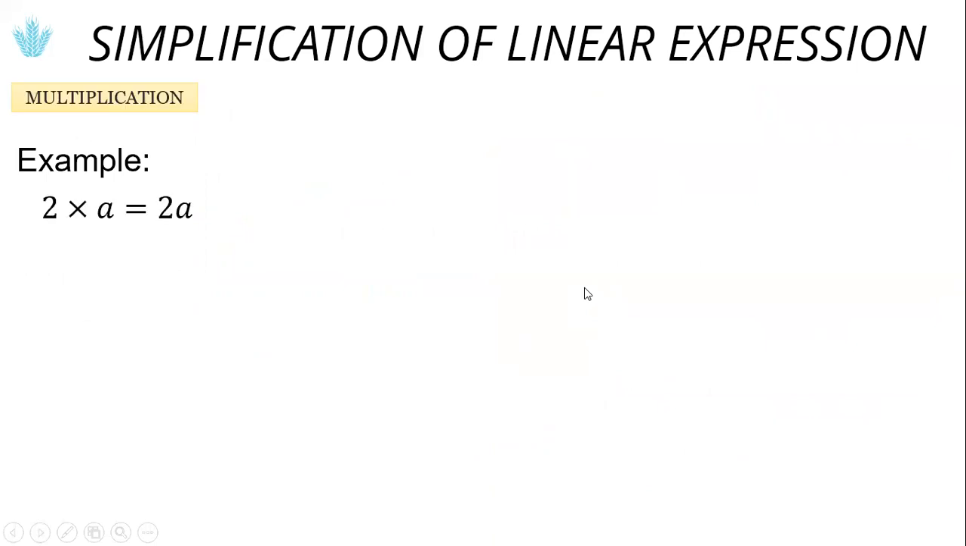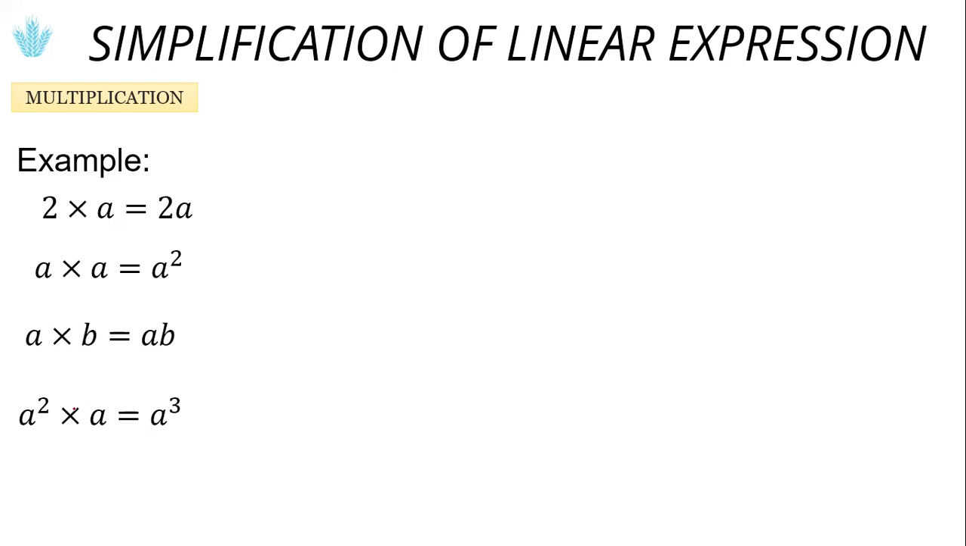Now, multiplication. 2 times a is 2a. A times a is a square. Pay attention. A times b is ab. So you can ignore the multiply sign. A squared times a is a cube. Why? Because a is power 1, right? 2 plus 1, a cube. Right? And then slow but sure.